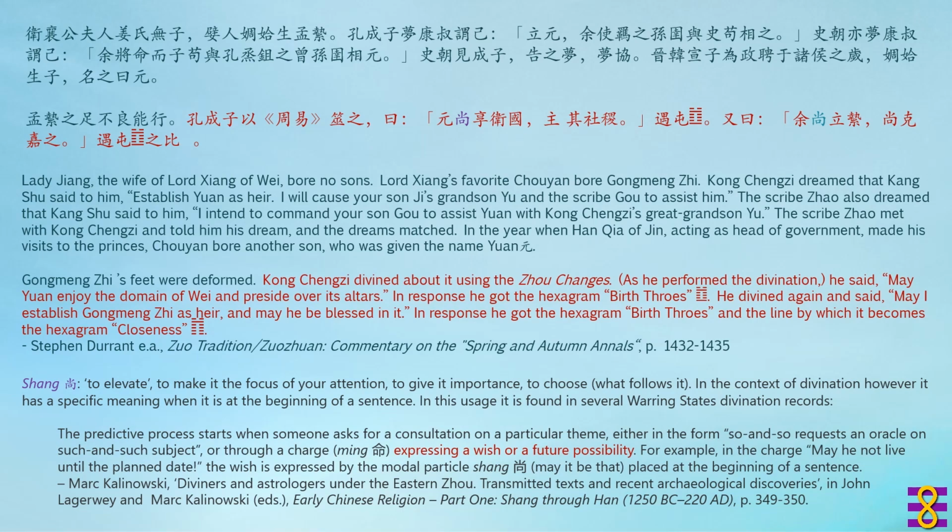"Kong Chengzi dreamt that Kang Shu said to him, 'Establish Yuan as heir.'" Kong Chengzi is the diviner in this story, and he had this dream of Kang Shu, who is actually the person who started the state of Wei. That is why the name is important here, because Kang Shu is the person who established this state. "'I will cause your son Ji's grandson Yu and the scribe Go to assist him.' The scribe Zhao also dreamt that Kang Shu said to him, 'I intend to command your son Go to assist Yuan with Kong Chengzi's great-grandson Yu.'"